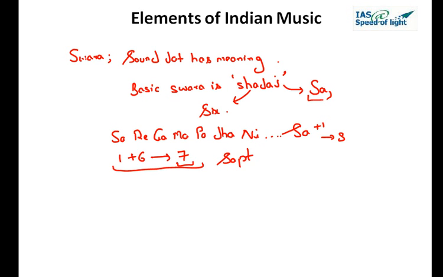And this becomes an octave. I think I made it clear. Very simple: the basic swar is Shadaj, which is Sa, and from Sa it is dependent on 6 other swars: Sa, Re, Ga, Ma, Pa, Dha, Ni, and then again Sa. So the first 7 become the saptak, and then it is an octave with again coming to the basic swar.